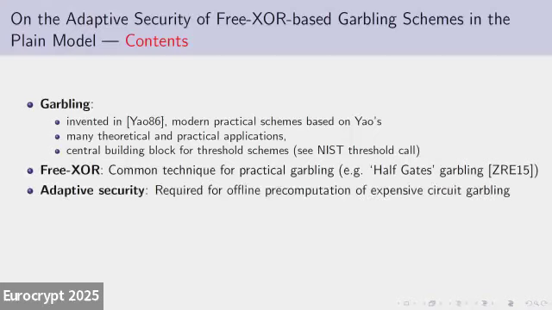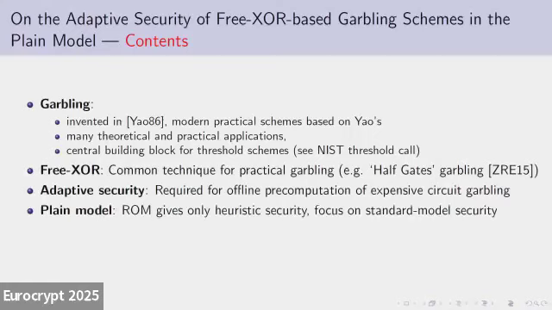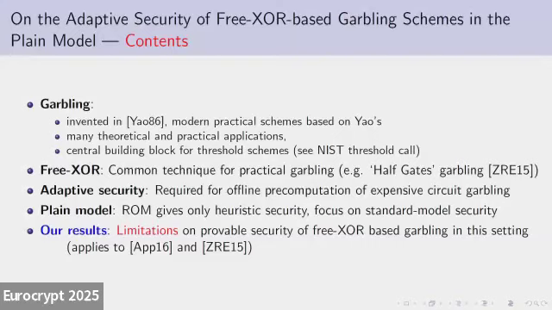And in this talk, we want to talk about adaptive security in the standard model. Adaptive security is required whenever we want to do the expensive circuit garbling in an offline pre-computation phase before we even know the input. Usually, it's notoriously hard to obtain adaptive security, and we have much better bounds for selective security. Most work, for that reason, focuses on selective security first. Also, in this talk, unfortunately, we show negative results. So we show limitations on provable security for free XOR-based garbling schemes in the standard model.